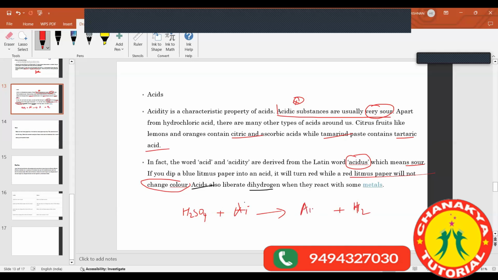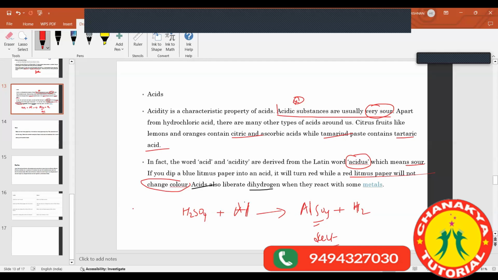SO4 and Al. Al2(SO4)3. So what is this? Aluminum sulfate, exactly. So aluminum sulfate is a salt. Yes, ma'am, salt.